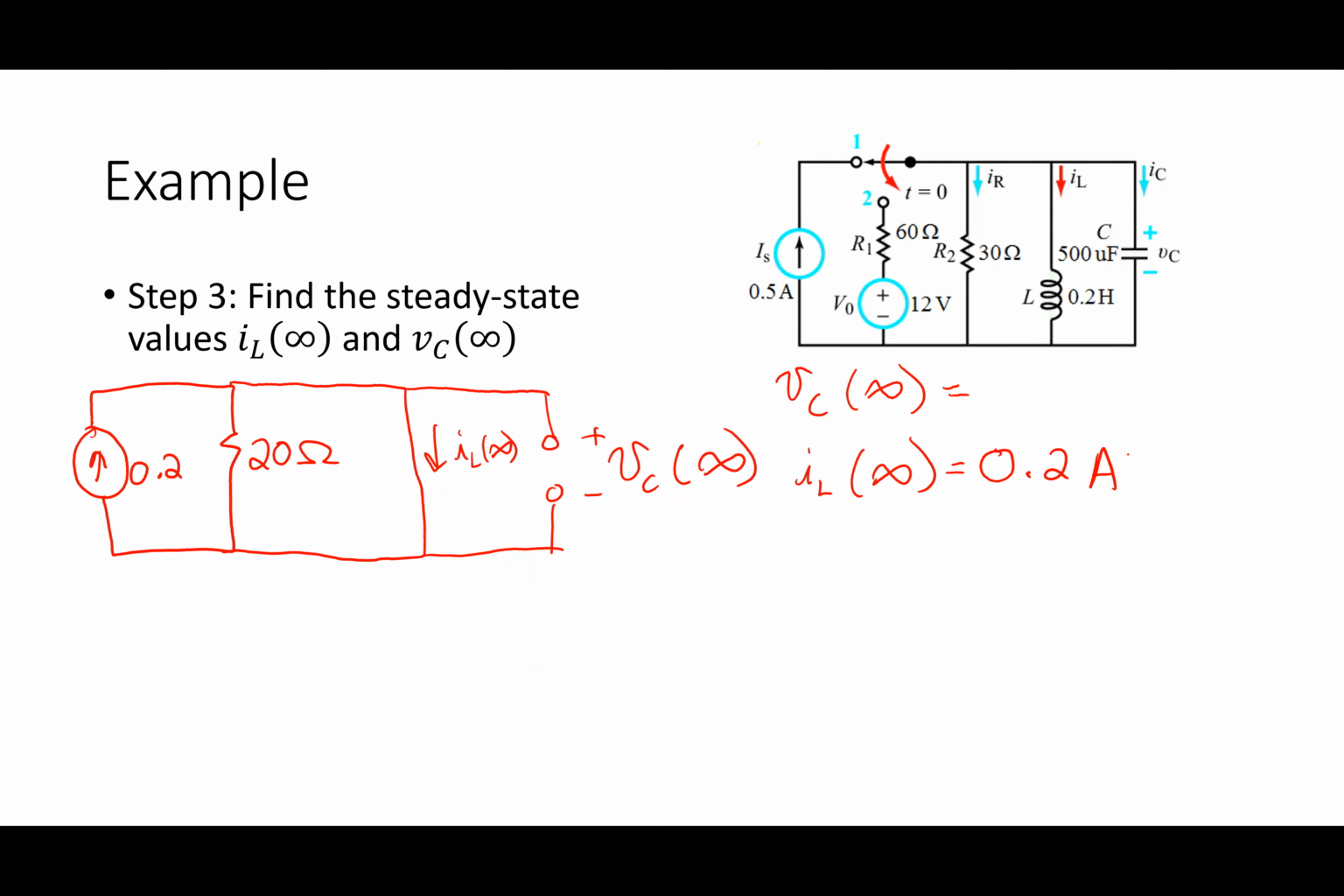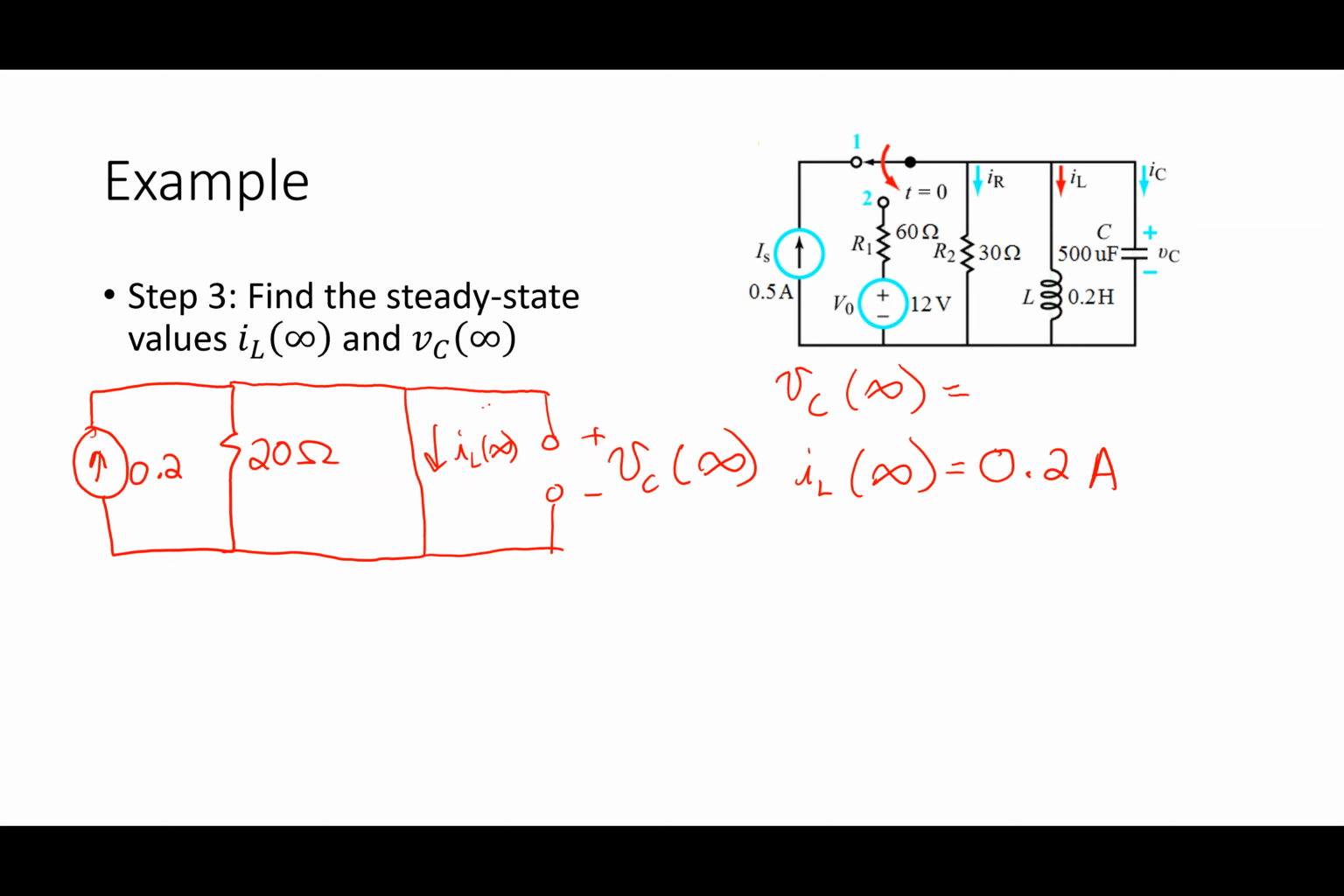If I look around this loop right here, I have a 20 ohm in parallel with 0 ohms. 20 ohms in parallel with 0 ohms is going to be 0 ohms. If I have a short circuit in parallel with a resistance, the short circuit is always going to win, and all the flow is going to go through it. So what's the voltage across there? It'd be zero.